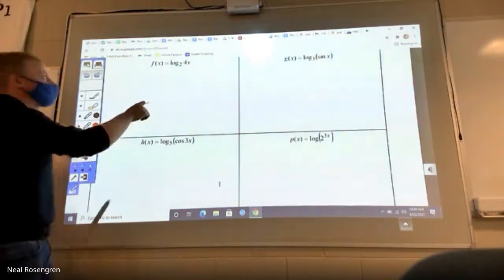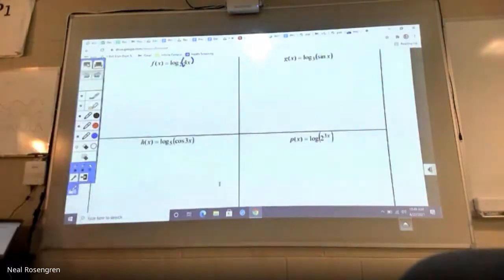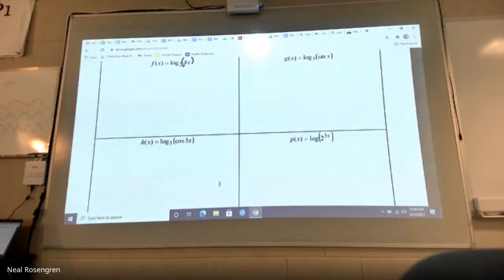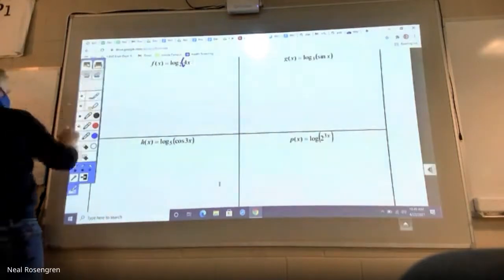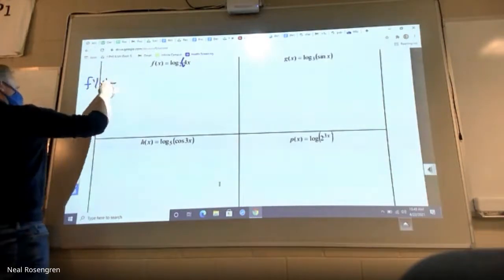If it bothers you that there are no parentheses around the 4x, go ahead and draw those in so you can remind yourself that that inner function is 4x. It's just not necessary to do that, but it is good practice to make you feel a little bit better about where you're at. And we can go for it. f prime of x.